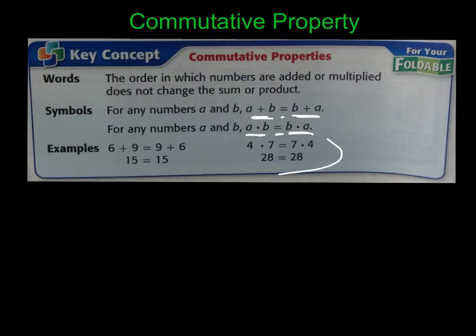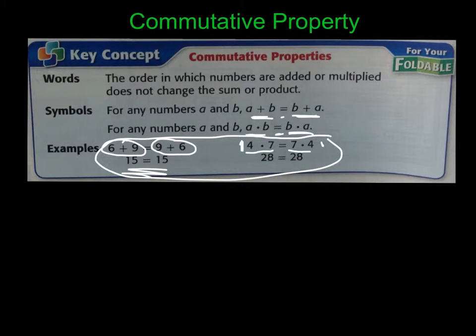And then here are examples of what that looks like. So you could take 6 plus 9, or you could take 9 plus 6, and either way it's going to equal 15. Doesn't matter in what order. Same holds true for multiplication. Okay, if you do 4 times 7, you're going to get 28. That's the same as 7 times 4. It's 28.